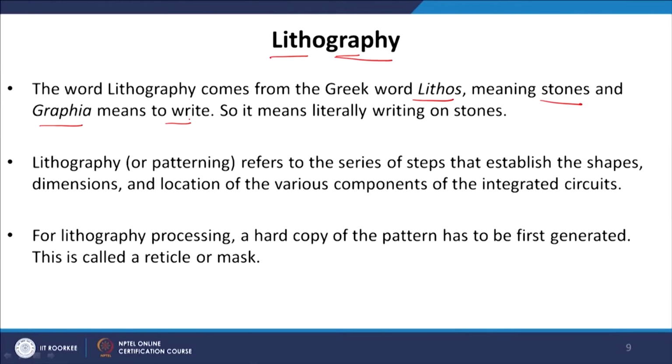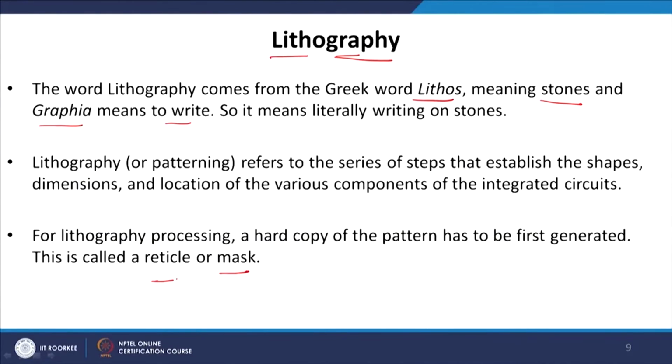By the process of lithography we usually mean patterning, patterning any particular kind of semiconductor substrate. So, lithography or patterning refers to the series of steps that establish the shapes, dimensions and locations of the various components of the integrated circuits. For lithography processing, a hard copy of the pattern has to be generated first. This is called a reticle or a mask.